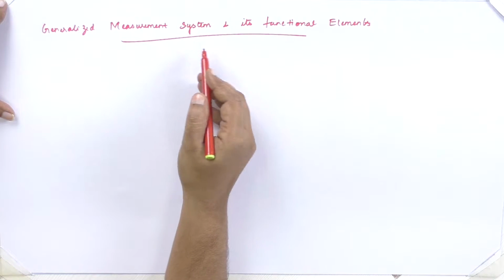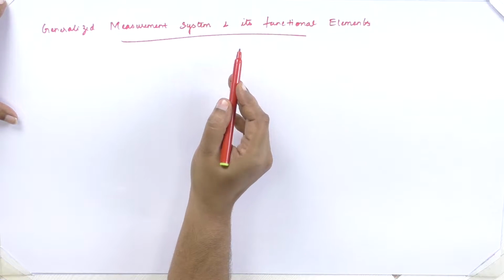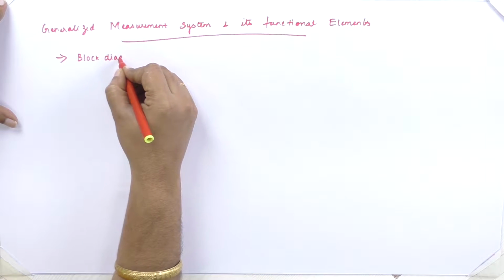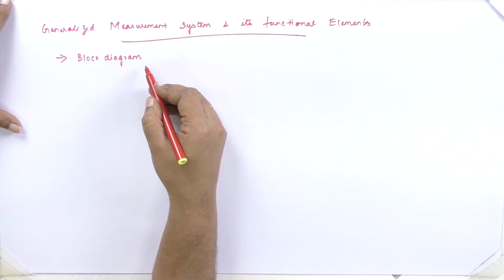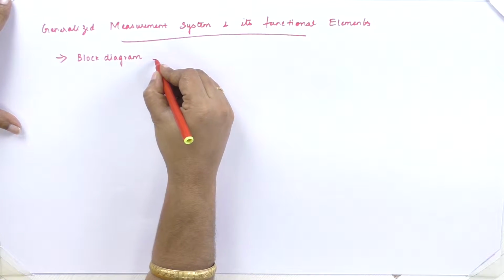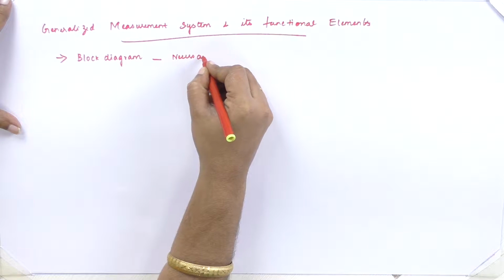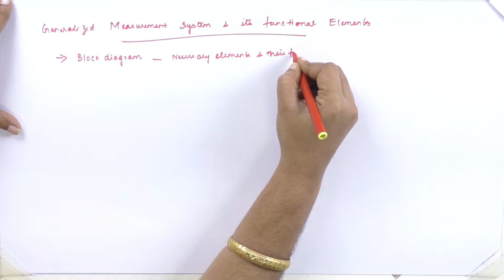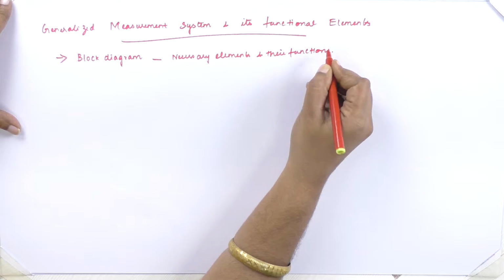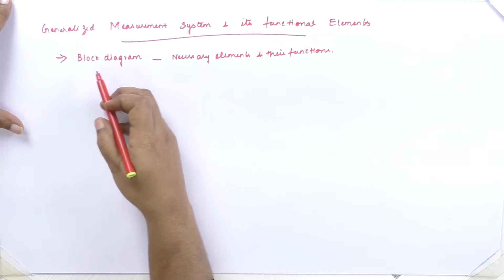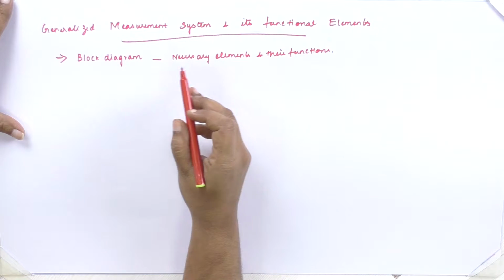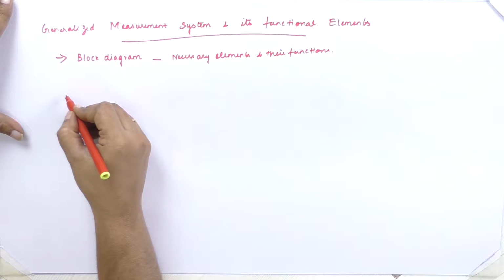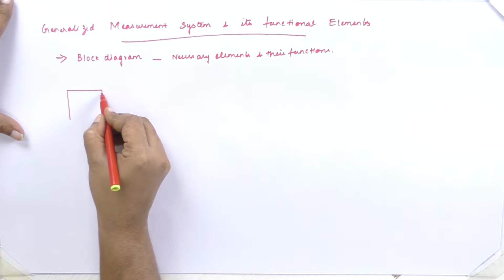Generally, all the measuring systems can be represented with the help of a block diagram, where this block diagram indicates the necessary elements used for the instruments and their functions. So, you are able to study the entire operation of the instrument in terms of the functional elements of the instrument. Now, let us see the block diagram for the measurement system.